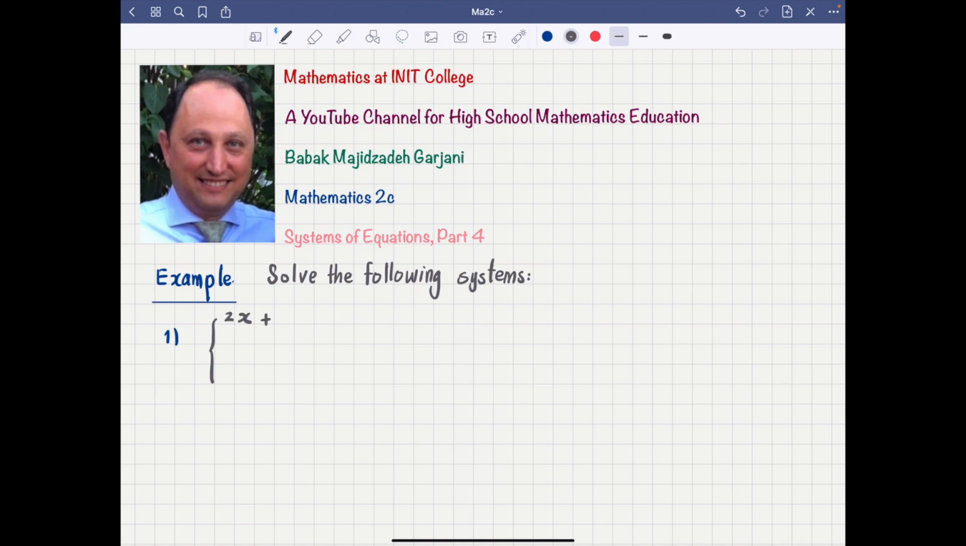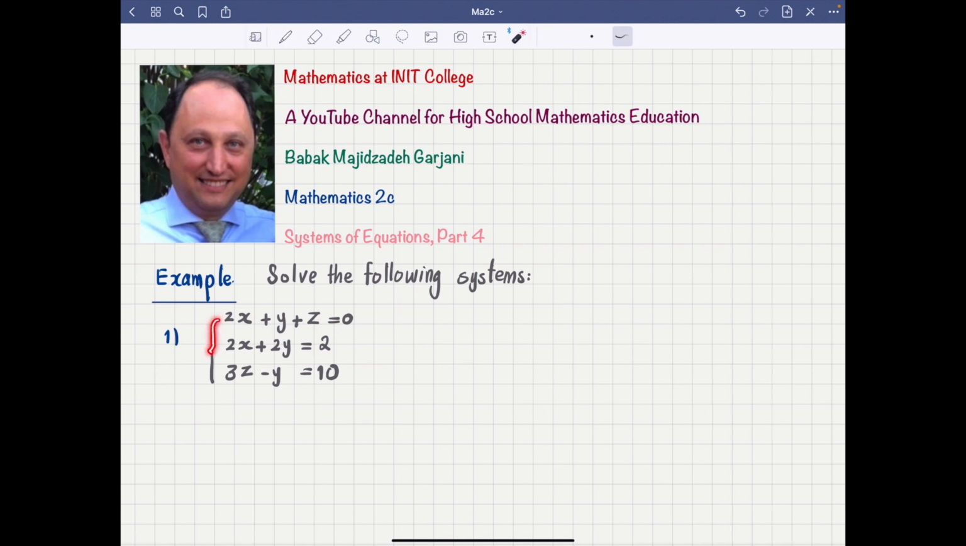So 2x plus y plus z, this is equal to 0. And then I have 2x plus 2y equals to 2. And then I have 3z minus y equals to 10. Okay? So you see that we are supposed to solve this equation.